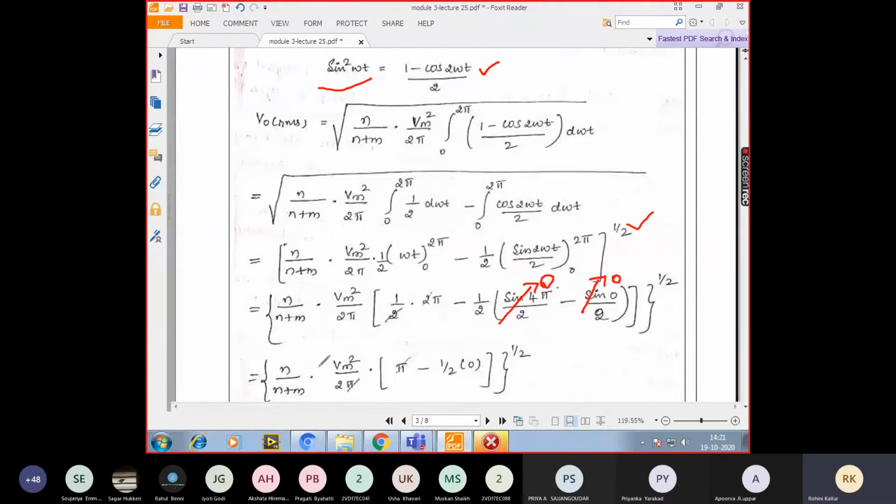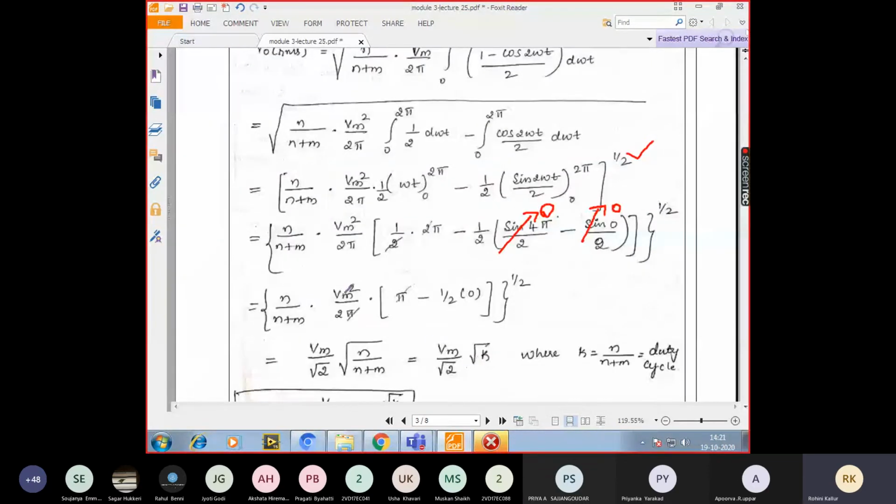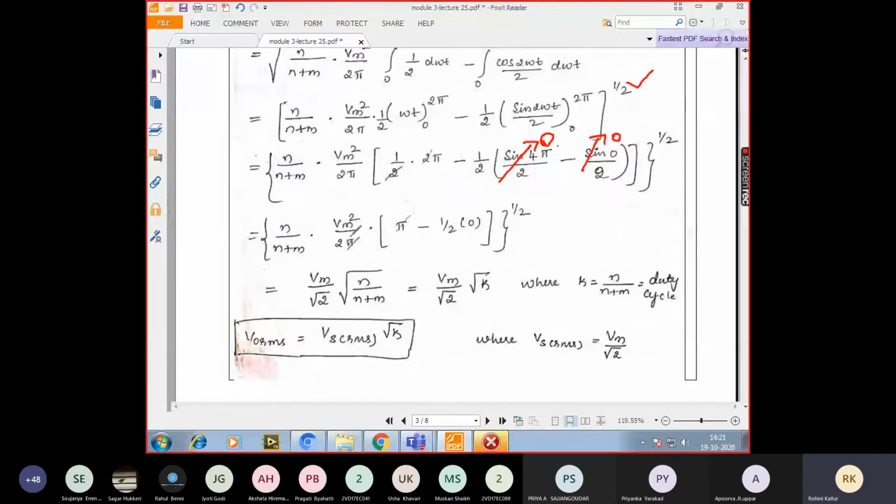So what happens here is we'll write down this again. It is n divided by n plus m into Vm square by 2 pi into, 2 cancels. So left out value is pi minus 1 by 2 into 0. So 1 by 2 into 0, this term also becomes equal to 0. So then what we have here, the 2 pi, so pi and pi is getting cancelled. So it will be left out with Vm square by 2 into n by n plus m under square root.